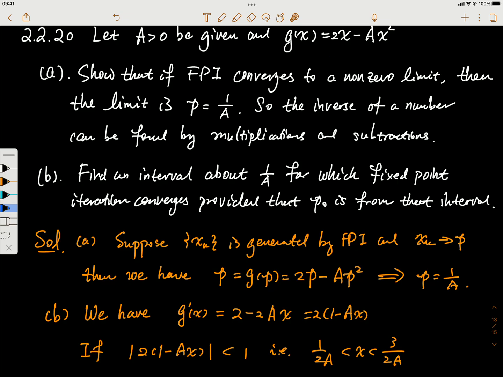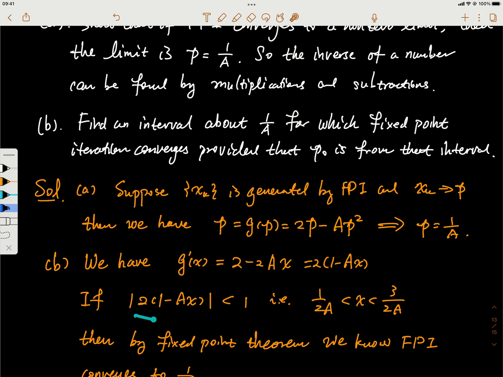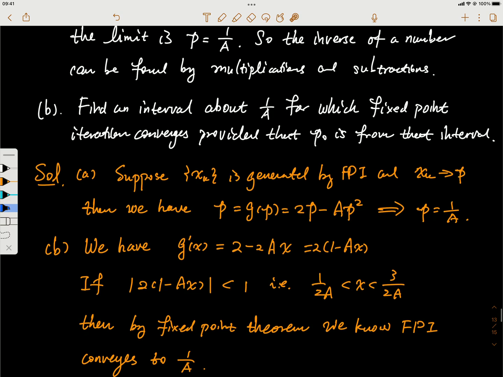The second question, we need to find the interval where this fixed point iteration algorithm is going to converge. So we know the basic trick is that you check the derivative of g and see where, near the point 1 over a, the magnitude of the derivative is going to be less than 1. So g prime, where g is this, is just 2 minus 2ax. If you want this to be less than 1, you check where the absolute value of this is less than 1. You can solve for x, and you can see that it's just this. Okay, so 1 over 2a and 3 over 2a.